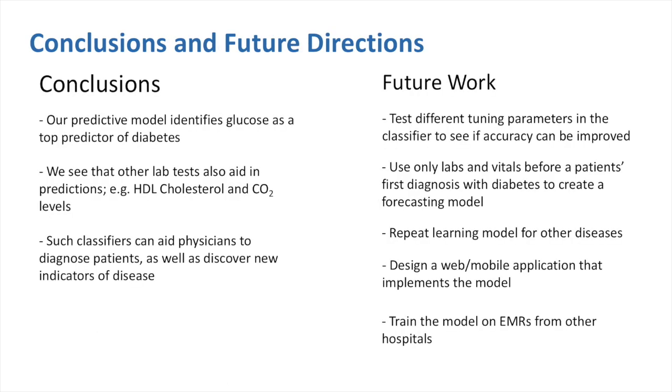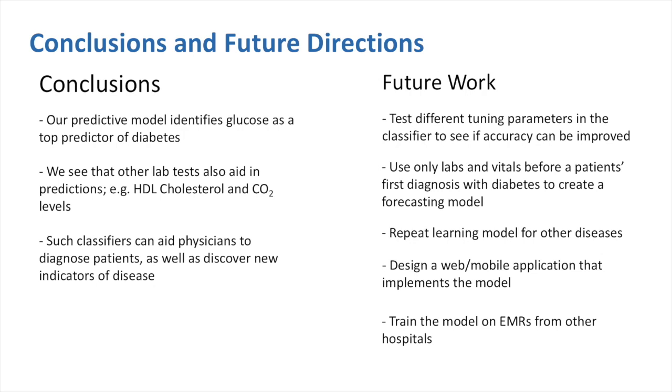In conclusion, our classifier accurately identified glucose as a top indicator for diabetes. We also identified several other biomarkers that aided in prediction, including expected lab tests like HDL cholesterol, and more unexpected ones like carbon dioxide levels. Indeed, it appears that factors related to other illnesses like kidney failure or heart attacks, which can commonly occur alongside diabetes, can give us a better way to predict the onset of the disease.